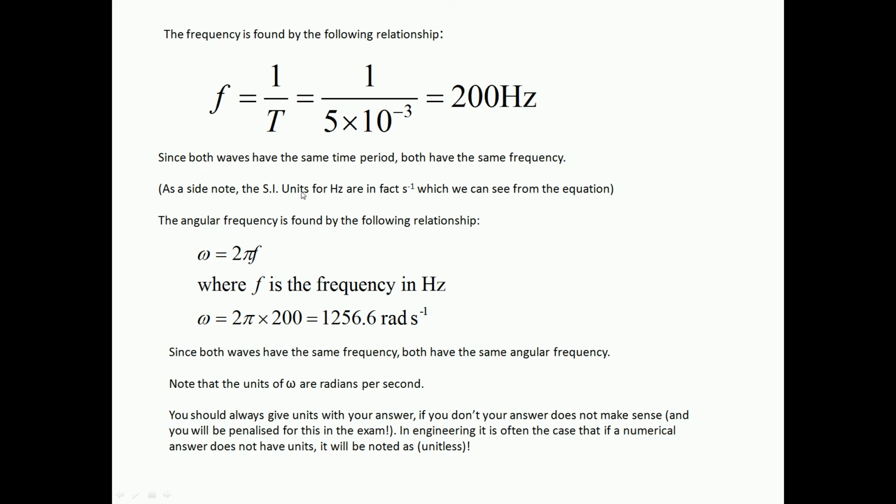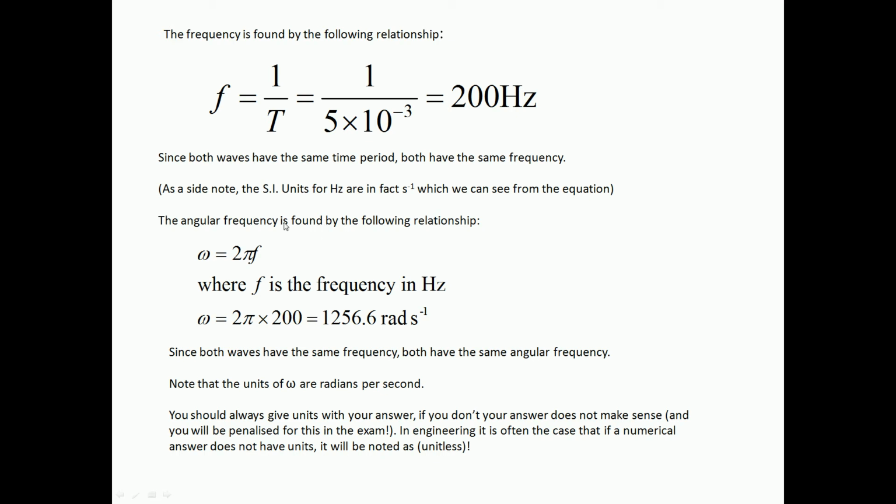I also said in the lecture that the standard units for Hertz are actually seconds to the -1, and you can see this quite clearly from this equation. So we've got our frequency and it's 1 over seconds, so that's where we're getting seconds to the -1 from.